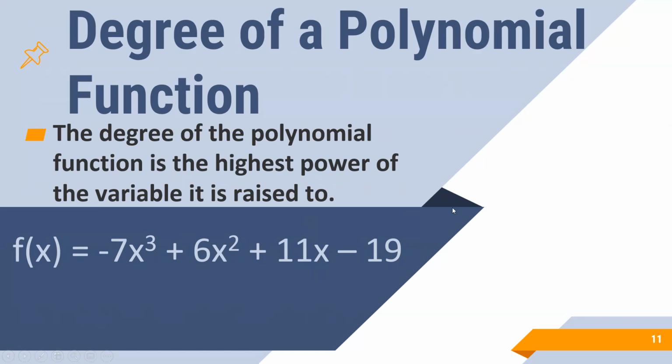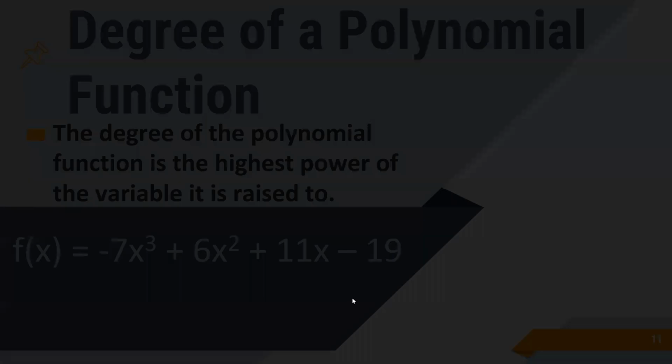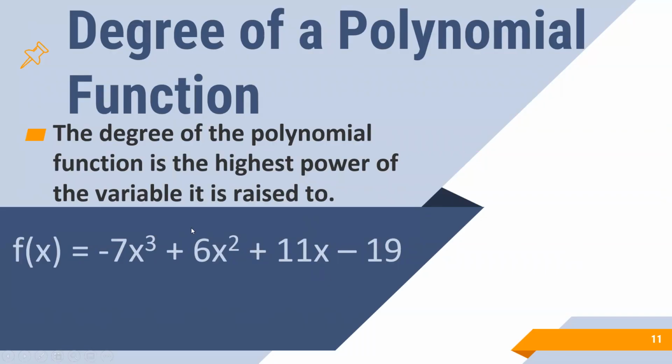Or in other words, ito yung pinakamataas na exponent na nakikita natin sa isang polynomial function. Opo. So we have here f of x is equal to negative 7x cubed plus 6x squared plus 11x minus 19. So ang highest power natin dito is of course itong cube or 3. Opo, since ito yung pinakamataas natin na exponent dito sa polynomial function.